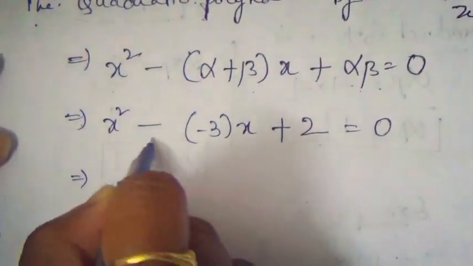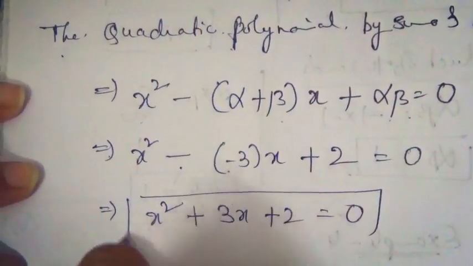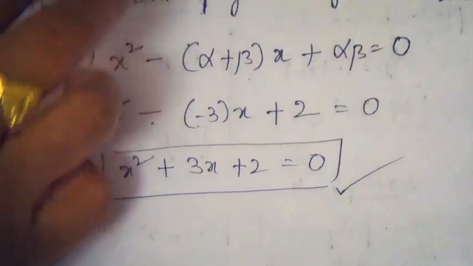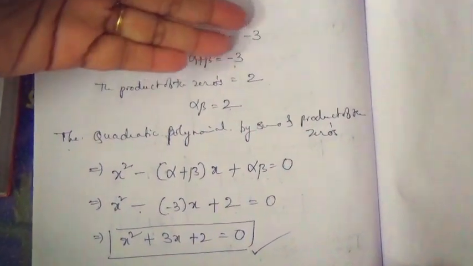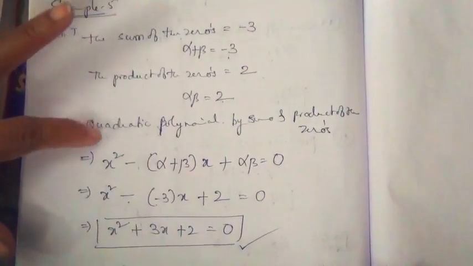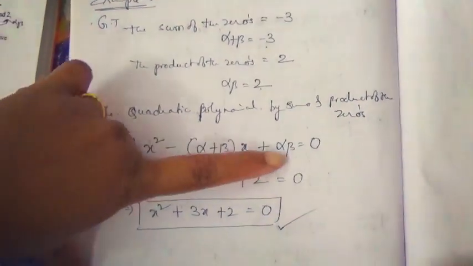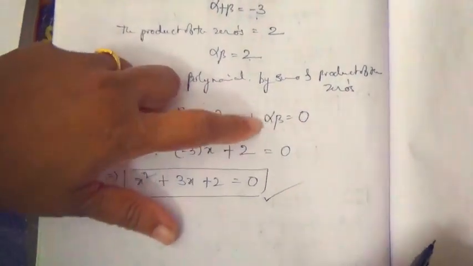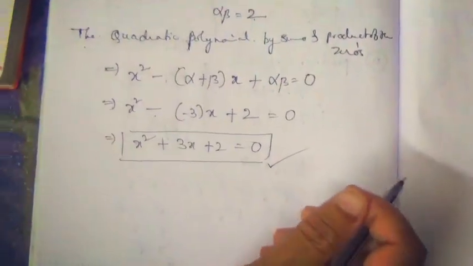That is equal to x square minus of minus, plus 3x plus 2 is equal to 0. It is the quadratic equation, quadratic polynomial by using this sum and product of the zeros. I think you understand this sum. He gave in the sum the alpha plus beta value and the alpha into beta value. By using these two, we have to find out the quadratic polynomial. For that, we are using this formula, x square minus alpha plus beta into x plus alpha beta is equal to 0. We are substituting this alpha plus beta value and alpha beta value in this equation. Then you will get the quadratic polynomial. That's it.